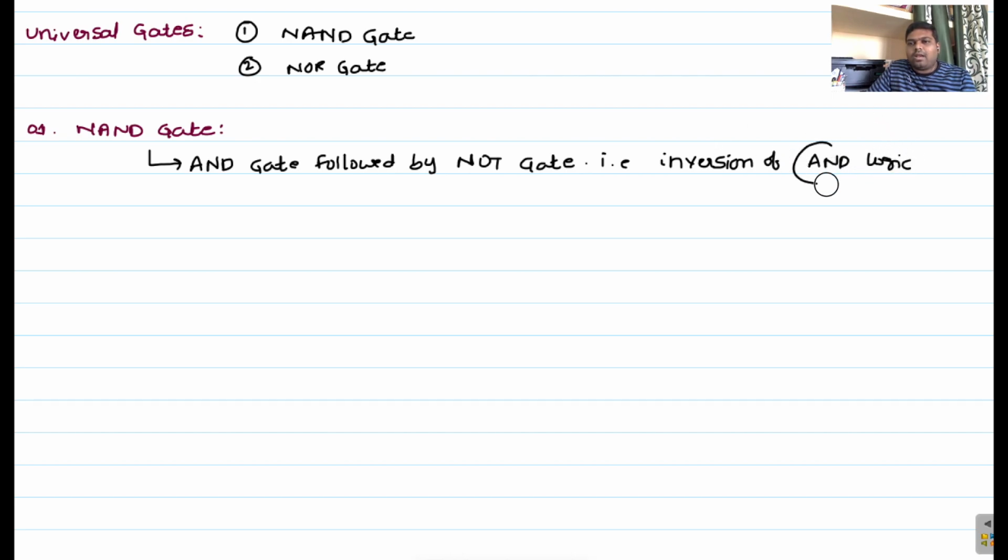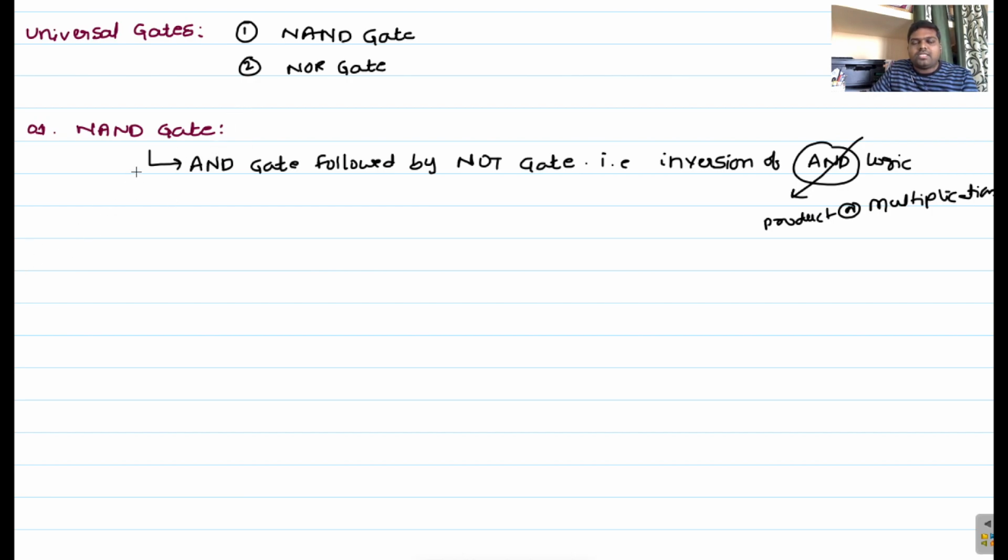So what is AND logic? Product, otherwise multiplication. Product or multiplication, that is the logic. Inversion of this product is nothing but NAND. Okay, inversion of this product logic is NAND. Okay, that is the logic of NAND gate.